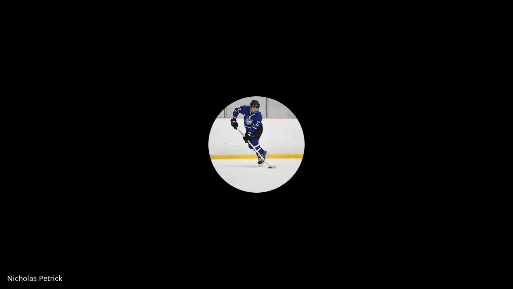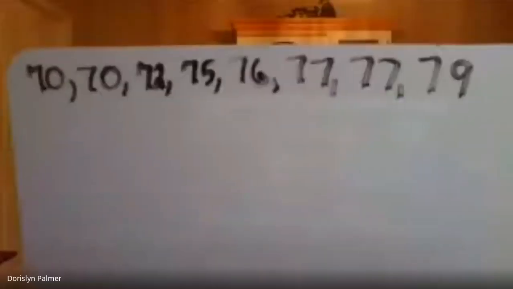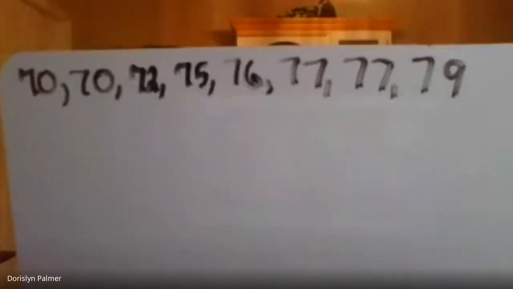70, 70, 72, 75, 76, 77, 77, 79. Good. Okay. Since there are 8 numbers, we're going to find 2 in the middle. All right. So let's find the 2 numbers that are in the middle. So I'm going to kind of cross off the first and the last in my mind, the second and the second to last, the third and the third to last. And the 2 numbers in the middle are what?